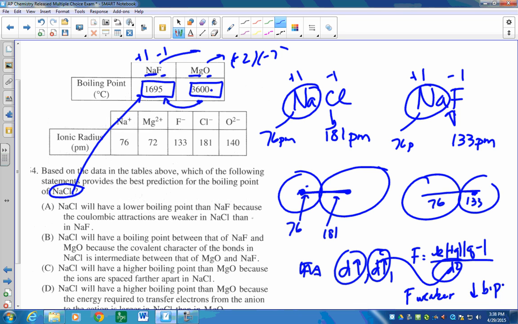So let's think of what our choices are. NaCl has a lower boiling point than NaF. That's true, because of the Coulombic attractions, this is Coulomb's law. A is the answer, I think, but let's look.